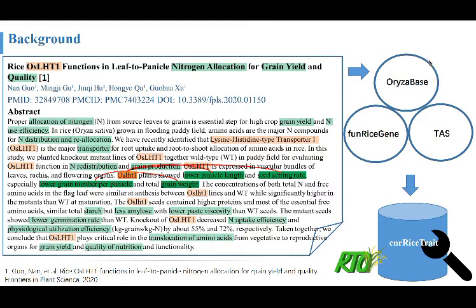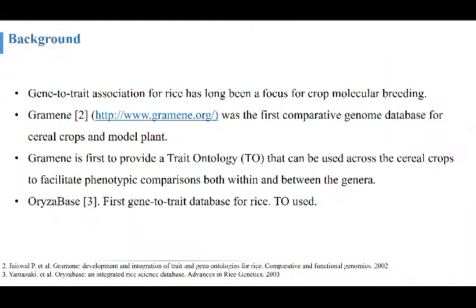We then combine our manual results with 3 existing databases, and we ended up with a Python and R package to realize a function on the RiceTrait enrichment. Meanwhile, an integrated RiceTrait ontology, RTO, can also be made for public use. The reason that we mine this gene-to-trait association is that it has long been a focus for crop molecular breeding.